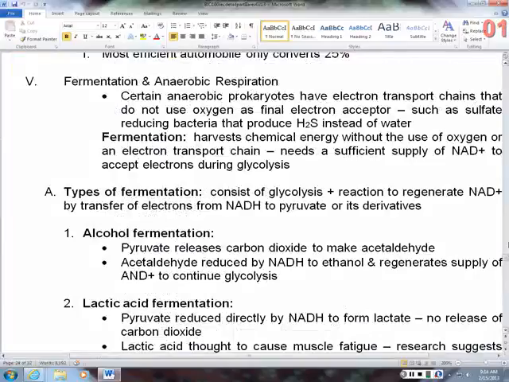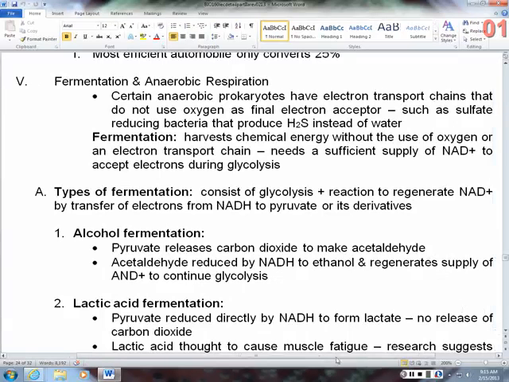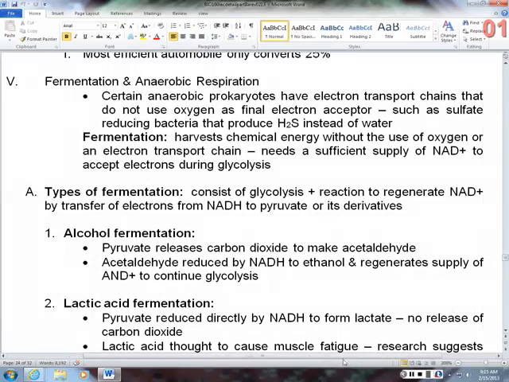So things are usually either going to take that pathway where they go with glycolysis and into the citric acid cycle and the electron transport chain, or if oxygen is not present, they will go with a different pathway, the fermentation pathway. Certain anaerobic prokaryotes are going to have electron transport chains that do not use oxygen as a final electron acceptor. They're going to be slightly different. We're just going to acknowledge they exist because they're not really going to be too important for you.